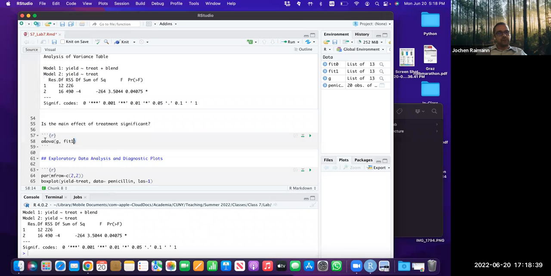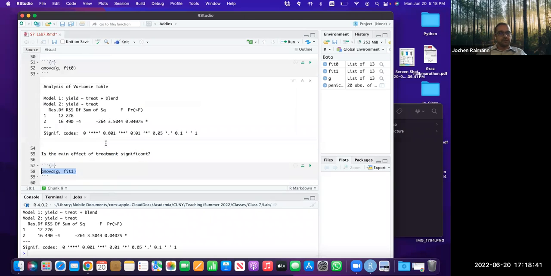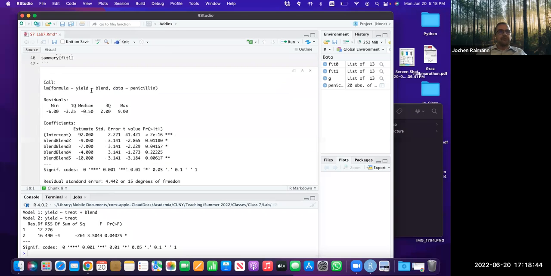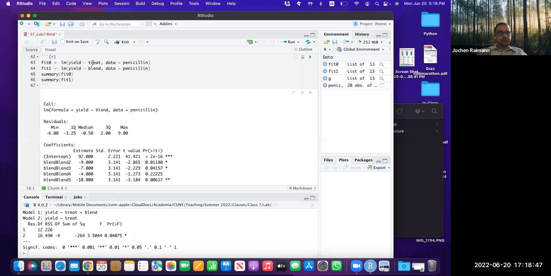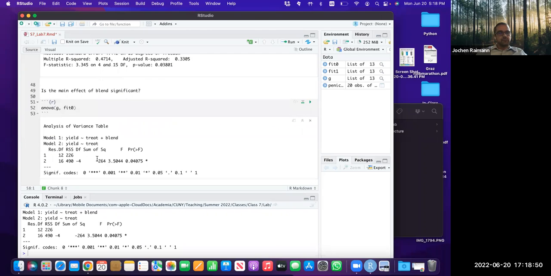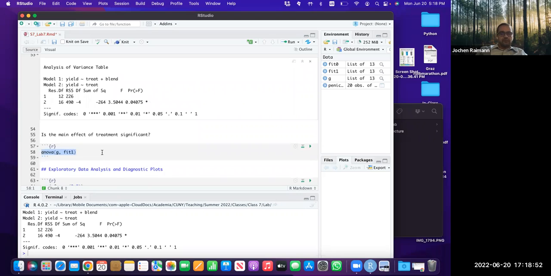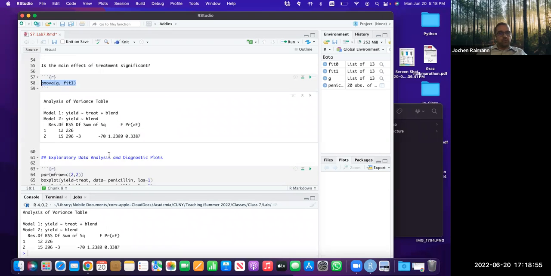In a second step, you do the same exercise with the model where you only include treatment. This is what you do here with fit 1, where you compare whether the inclusion of blend and treatment made a difference. The only variable not included in model 2 is treatment. So you're comparing blend only as an explanatory variable to treatment and blend. And here you see that there's no significant difference.